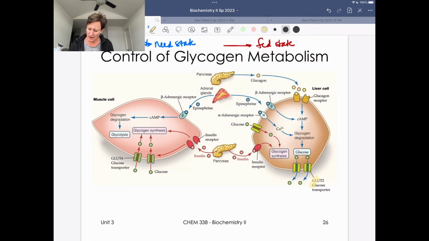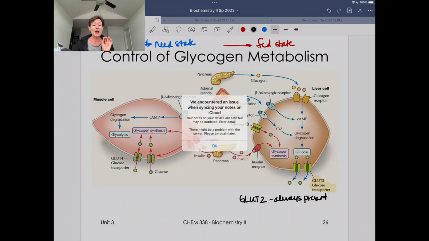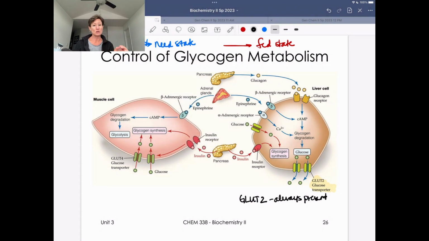Okay? So I want to highlight that over here in liver cells, we have GLUT2 transporters. These are always present. And remember that any glucose transporter operates in a facilitated diffusion fashion, so we're always going to be moving glucose from wherever it's higher into wherever it's lower. So the liver has a glucose transporter that's always present, okay?